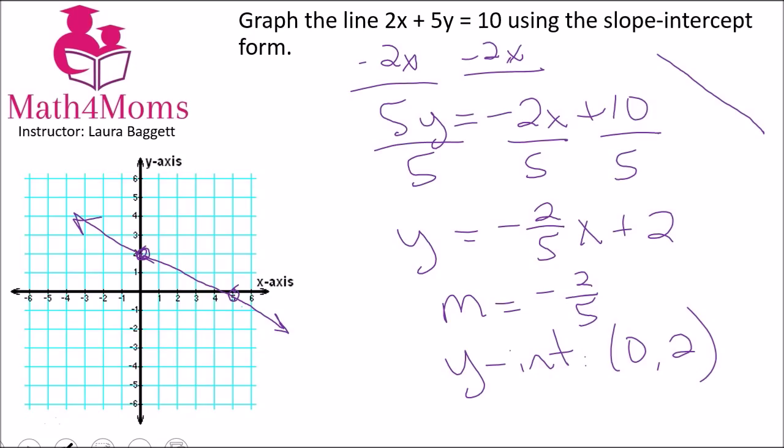So again, just by rearranging the equation that we're given, we can put it in a form where we can just read right off of the problem the slope and the y-intercept, and that's the only two pieces of information that we really need in order to graph the line.